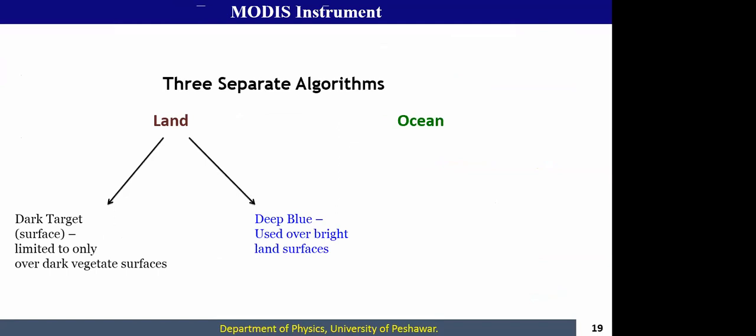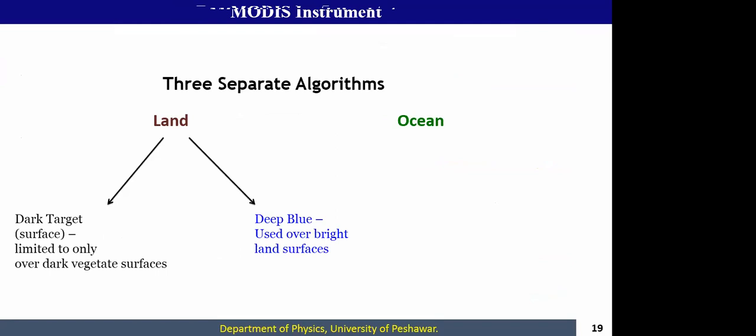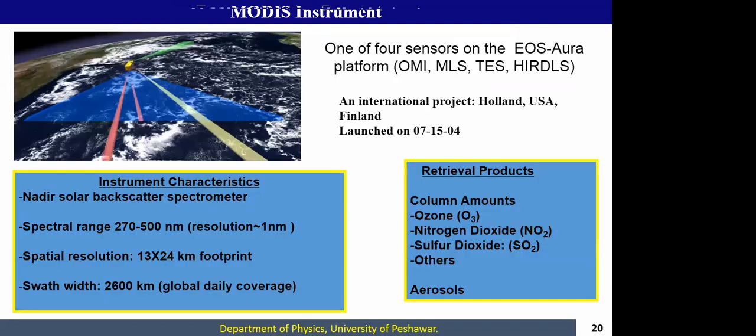MODIS uses different algorithms to retrieve aerosol properties over land. For that purpose, the dark target and deep blue algorithms are used. And then we have a separate algorithm for the ocean surface.